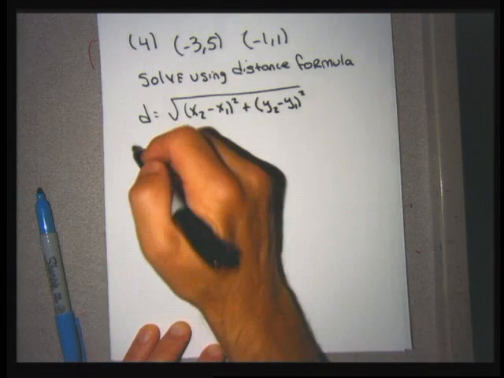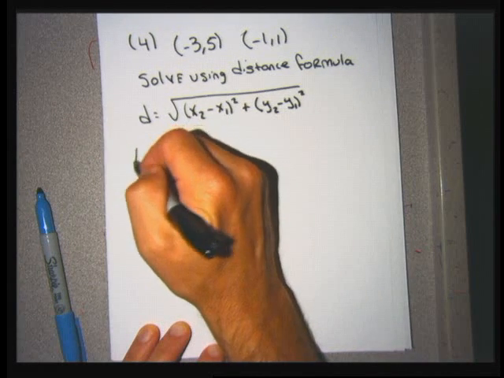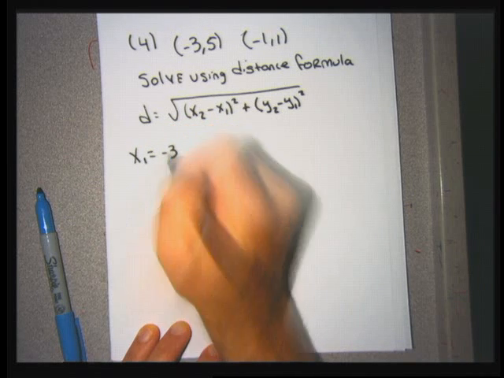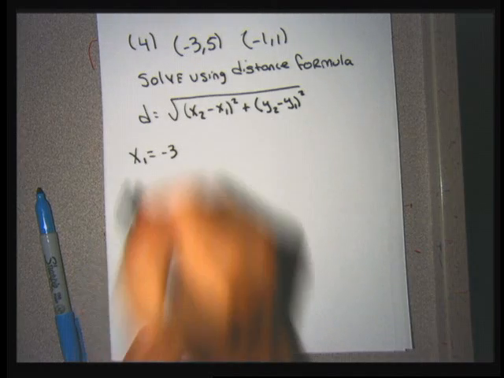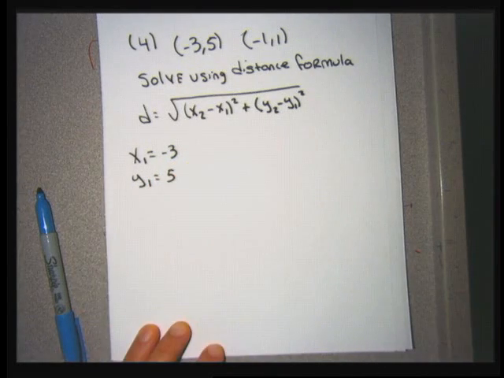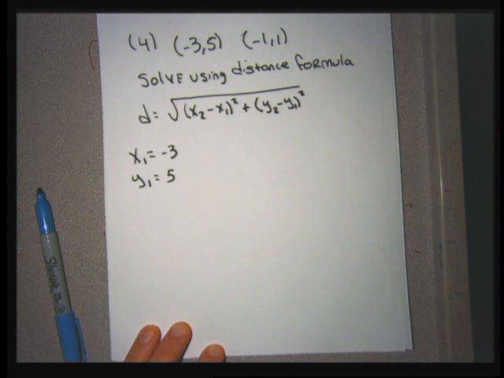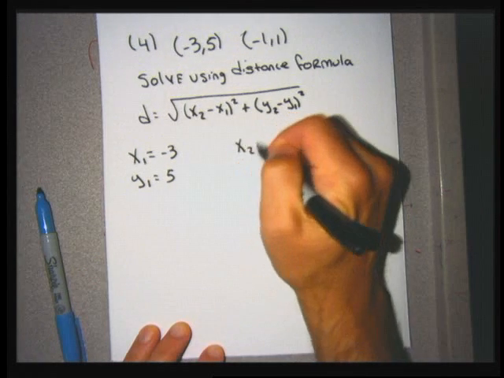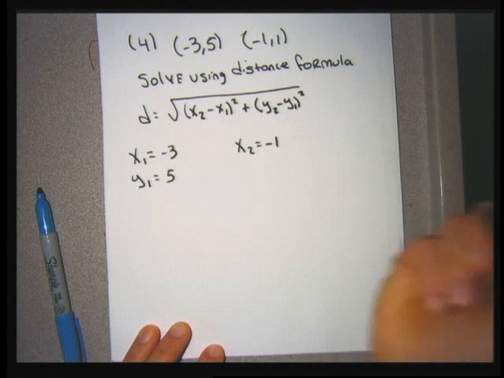In this particular problem, the first point, negative 3, 5, its x-coordinate is negative 3, its y-coordinate is 5. So in the formula, for x1, I'm going to put the number negative 3 because it's the x-coordinate of the first point. For y1, I'm going to put 5 because it's the y-coordinate of the first point. And for x2, I'm going to plug negative 1 in for it.